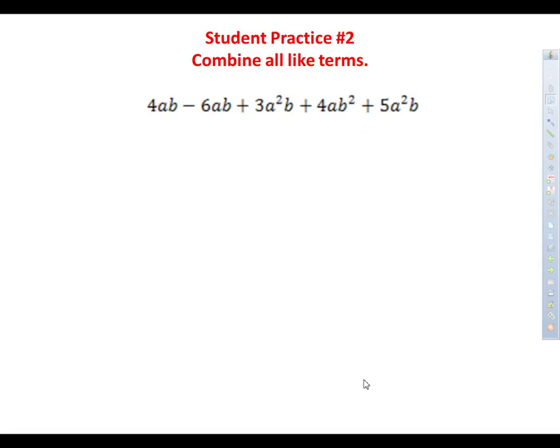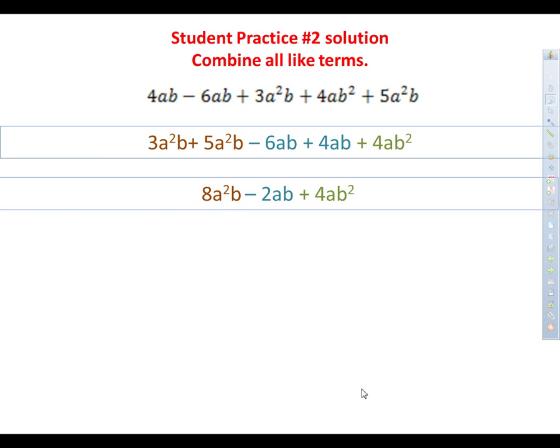Let's take a look at one more practice problem. Pause the video to give yourself some time to combine all like terms. And we get 8a squared b subtract 2ab plus 4ab squared.